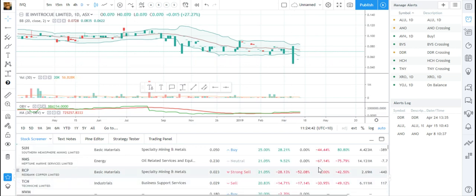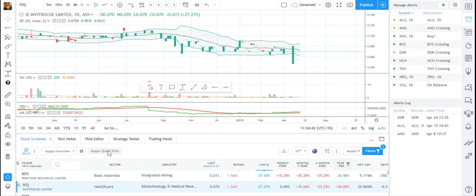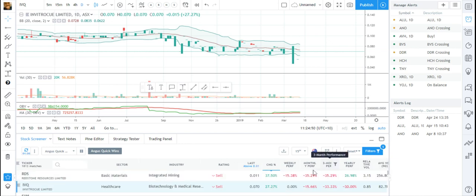So I do like to apply volume and make sure that the stocks I'm interested in, other people are interested in as well. And I can see that there's good volume coming through. They're riding the top of the Bollinger Band, and hopefully their momentum will continue.